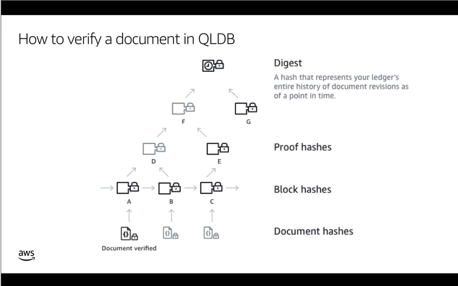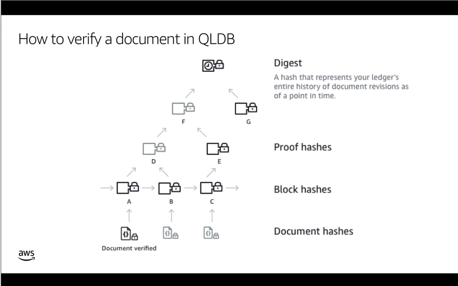Now let's assume node A is the block which contains a document whose integrity you want to verify. You will follow 4 simple steps. First, you will request the digest from QLDB. Second, you will request the proof, which consists of B, E, and G as the nodes which represent the ordered list of hashes that QLDB will provide for your proof. Now, if you carefully look at this diagram, the B, E, and G hashes are required to help you recalculate the digest from hash of node A.